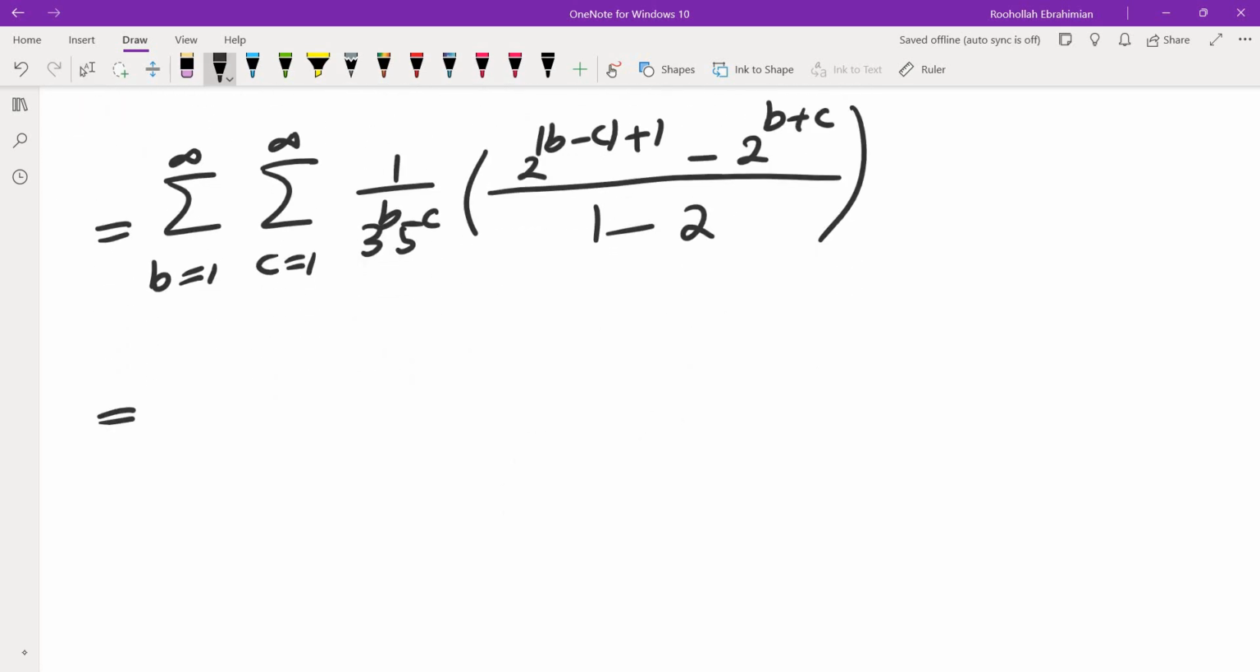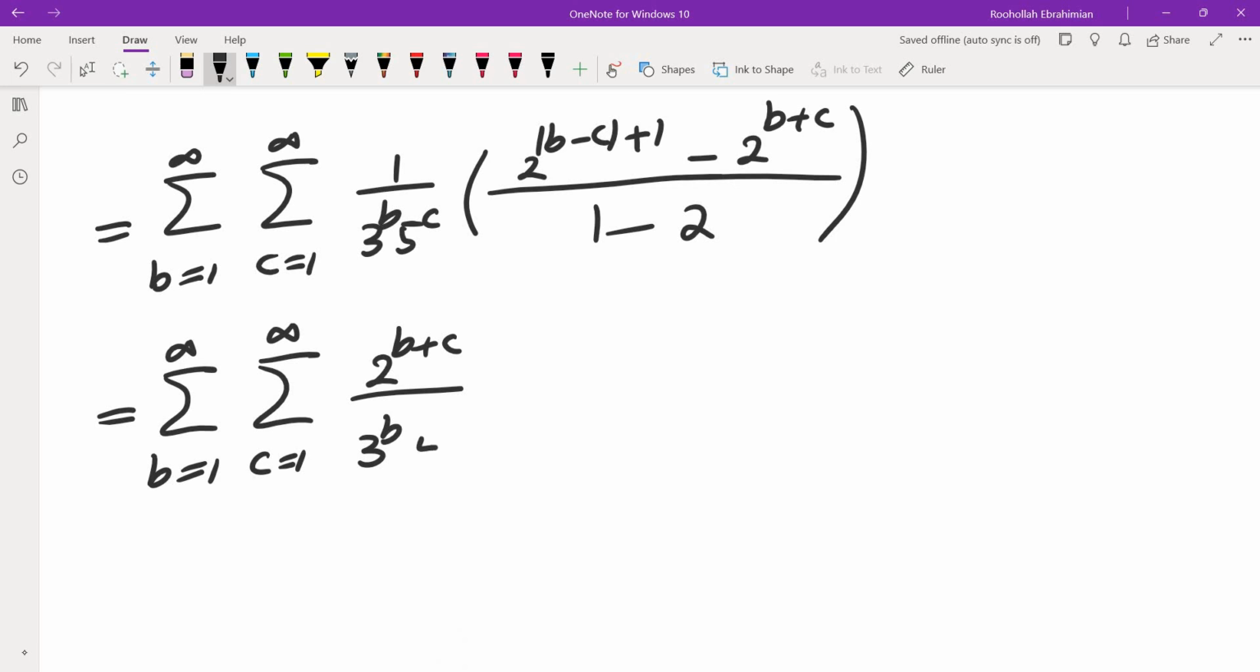Let's distribute and see what we get. So sum b equals 1 to infinity, sum c equals 1 to infinity. I'm going to swap the terms of the numerator, because the denominator is negative 1, and that gives me 2 to the power of b plus c over 3 to the power of b, 5 to the power of c, minus 2 to the power of the absolute value of b minus c, plus 1, over 3 to the power of b, 5 to the power of c.